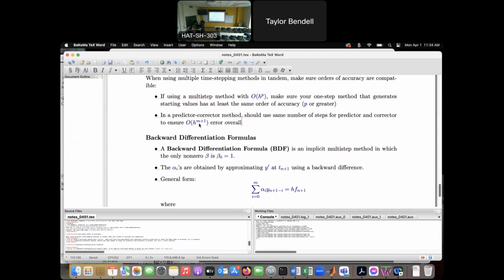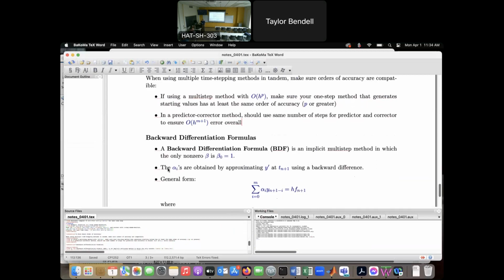Now, Adams methods are only one kind of a multistep method. There's another kind that's actually quite effective called backward differentiation formulas, or BDFs. BDFs are always implicit. With Adams methods, the alphas are fixed and you have to figure out the betas. With BDFs, it's the opposite. There's only one non-zero beta value, beta naught, which tends to be normalized so that it's equal to 1.